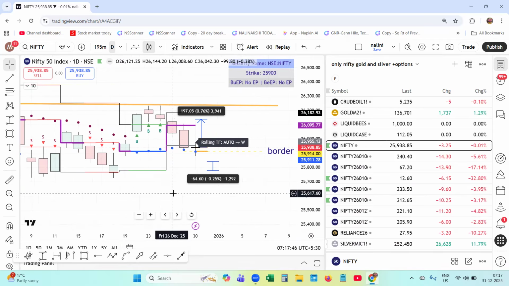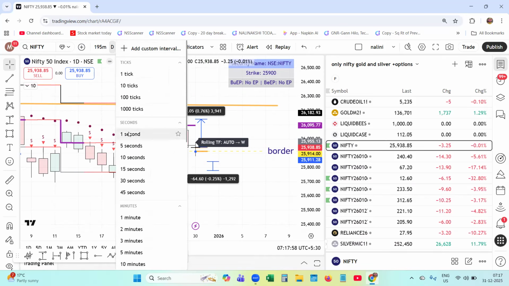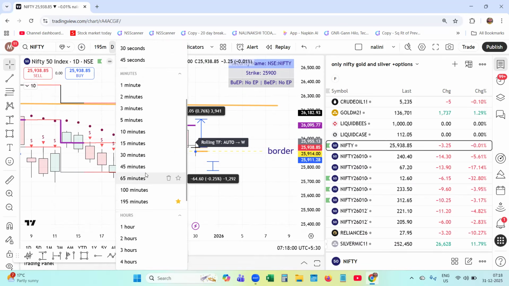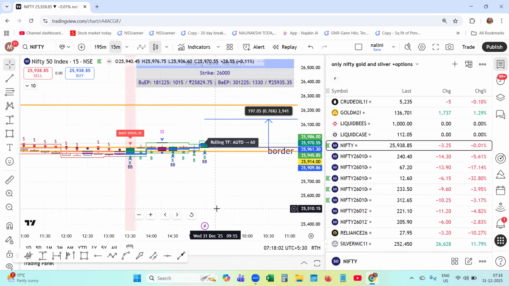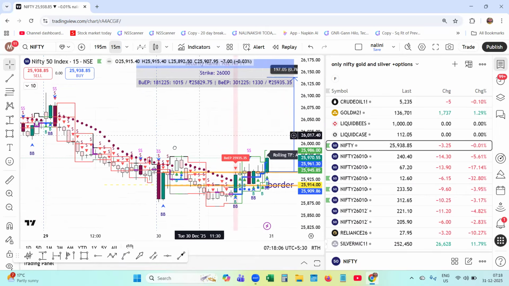So friends, adjust your EP to the next expiry, not the sixth one. Then you are getting the EP triggers. EP triggers will act as guidelines for you.